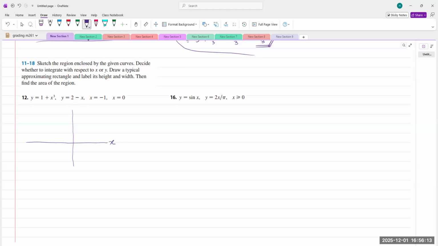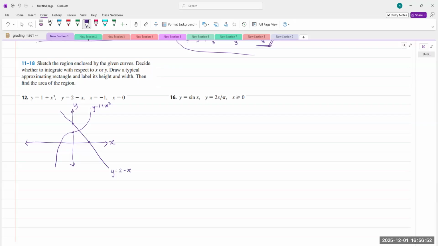Let's say this is the x-axis, this is the y-axis. y equals 1 plus x cubed. x cubed looks like this, approximately. So this is y equals 1 plus x cubed. And then y equals 2 minus x. So the y-intercept is 2. The slope is -1.